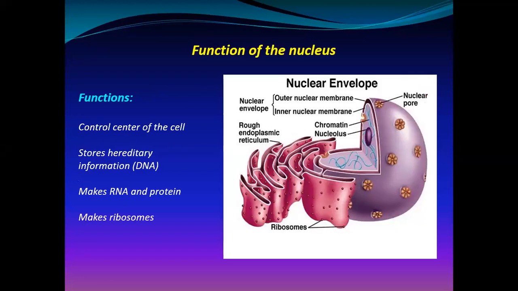When you come to the functions, it is the control center of the cell. It stores and protects the genetic information, that's the DNA, and it makes RNA and protein, and also makes ribosomes, right? So you can see that the nuclear pore is not just a pore. It is surrounded by protein, right? It has a double membrane. One is the outer membrane, the other one we call the inner membrane.